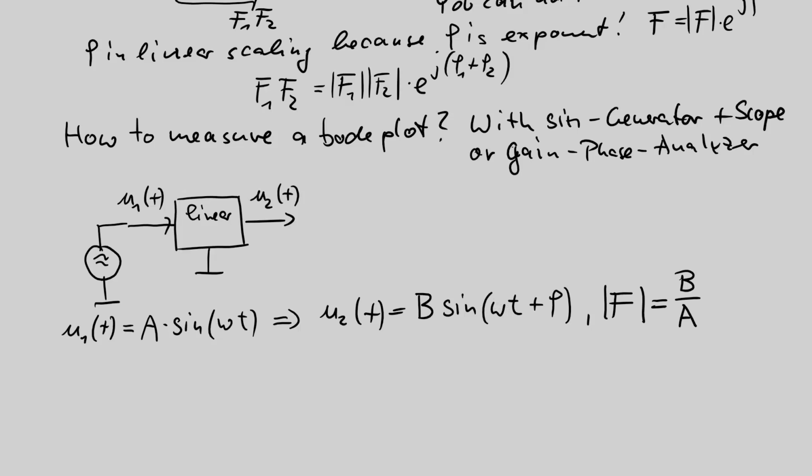So omega is a parameter. If you change omega, then measure B, divide by A, and then you have that point of the magnitude. Then measure the phase shift between both signals at this frequency, and this is the point of the phase curve of the Bode plot. That's a way to get information or measurement of Bode plot values.